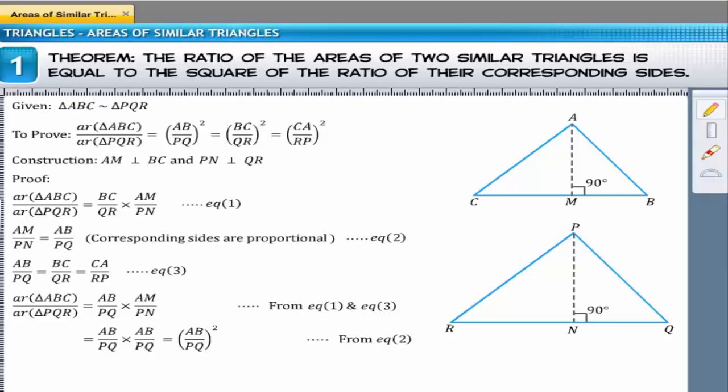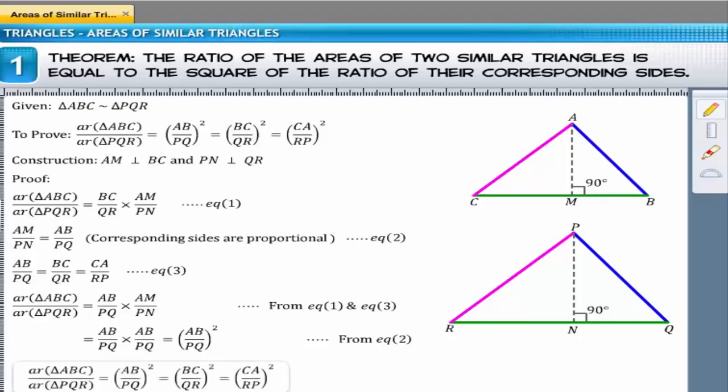Thus, we have proved that the ratio of the areas of triangles ABC and PQR is equal to the square of the ratio of sides AB and PQ. Please note, side AB and side PQ are corresponding sides of the similar triangles ABC and PQR. We can similarly prove for the other pair of corresponding sides BC, QR, and CA, RP. Hence, we have proved the theorem, which states that the ratio of the areas of two similar triangles is equal to the square of the ratio of their corresponding sides.